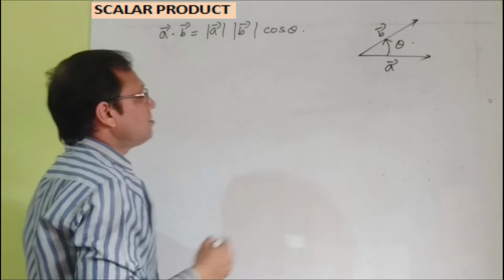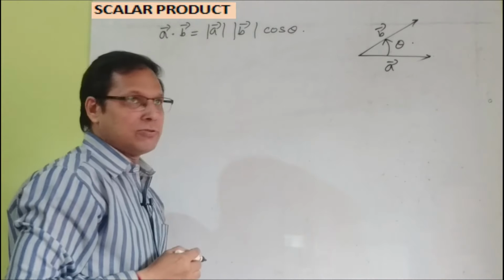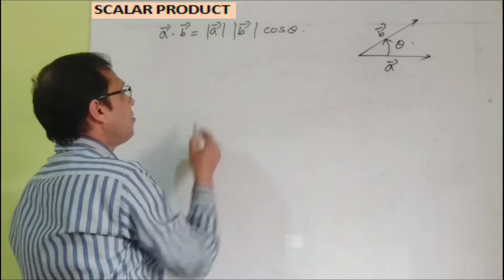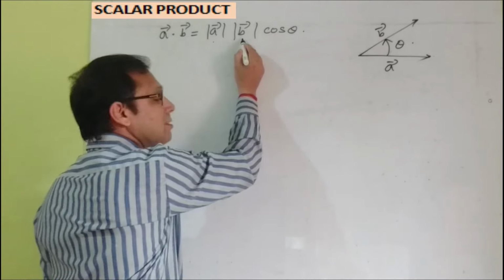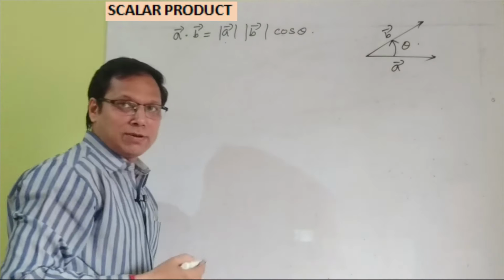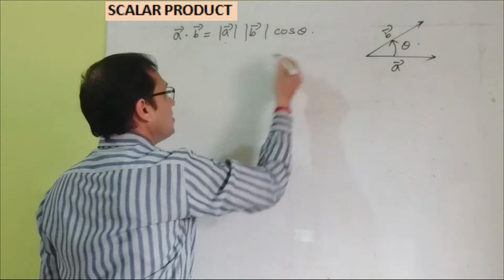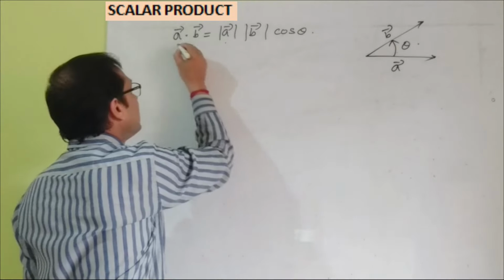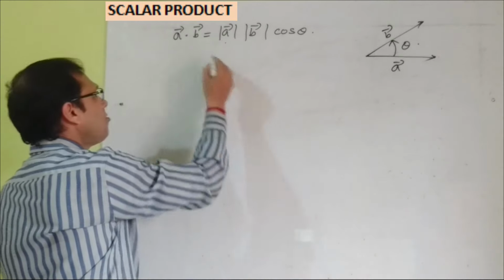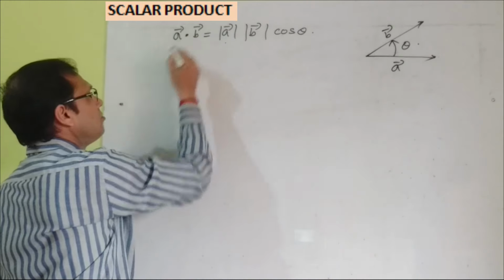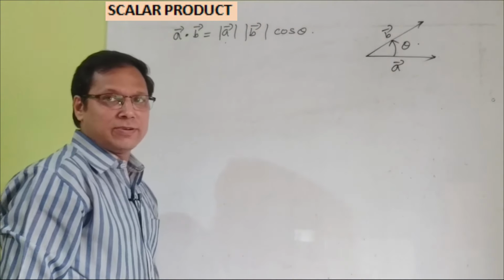Okay, here you see the result of this scalar product between the two vectors is nothing but a number. Why? Since magnitude of a vector is a number, again this one is a number, cos theta is another number, so multiplication of three numbers is a number. That's why this one itself is a scalar quantity. That's why this product is known as scalar product between the two vectors. Also we are putting a dot between the two vectors. That's why this product is known as the dot product of two vectors.